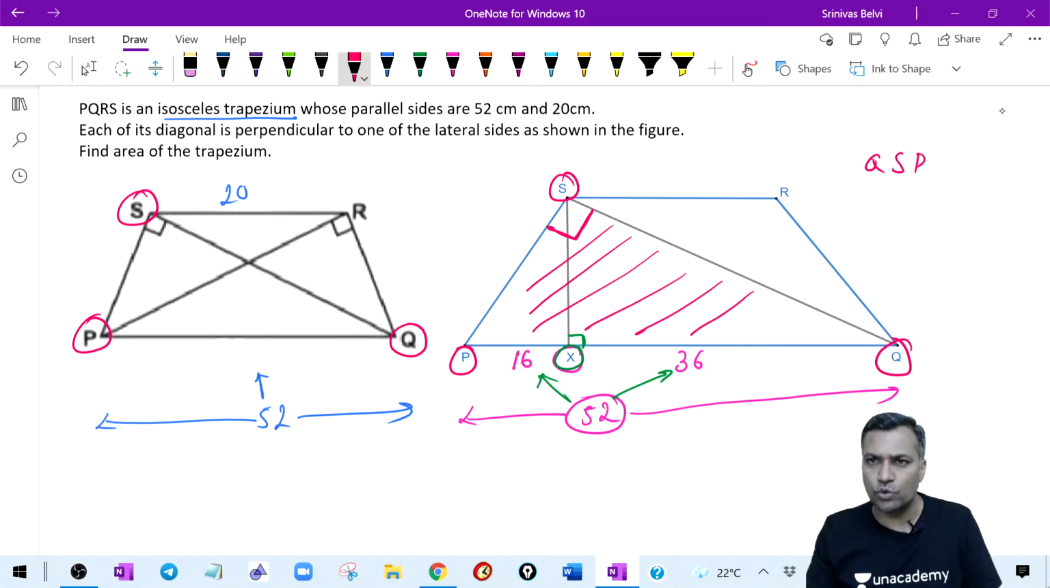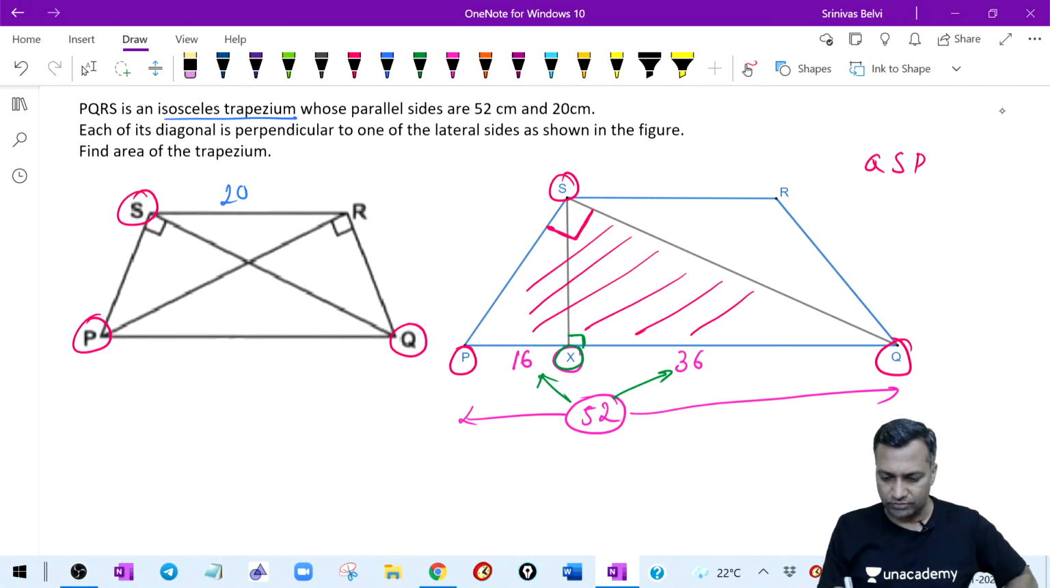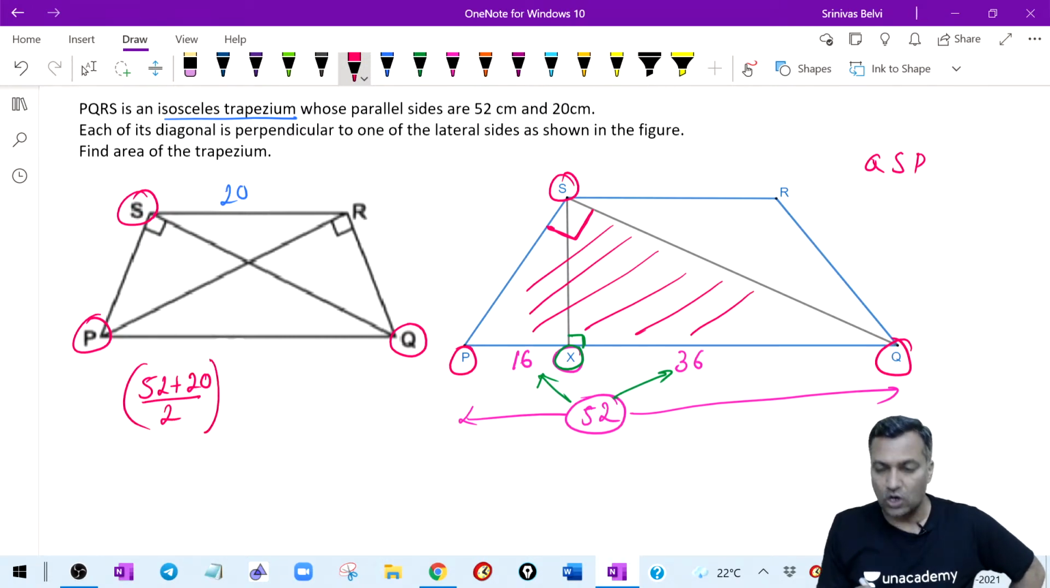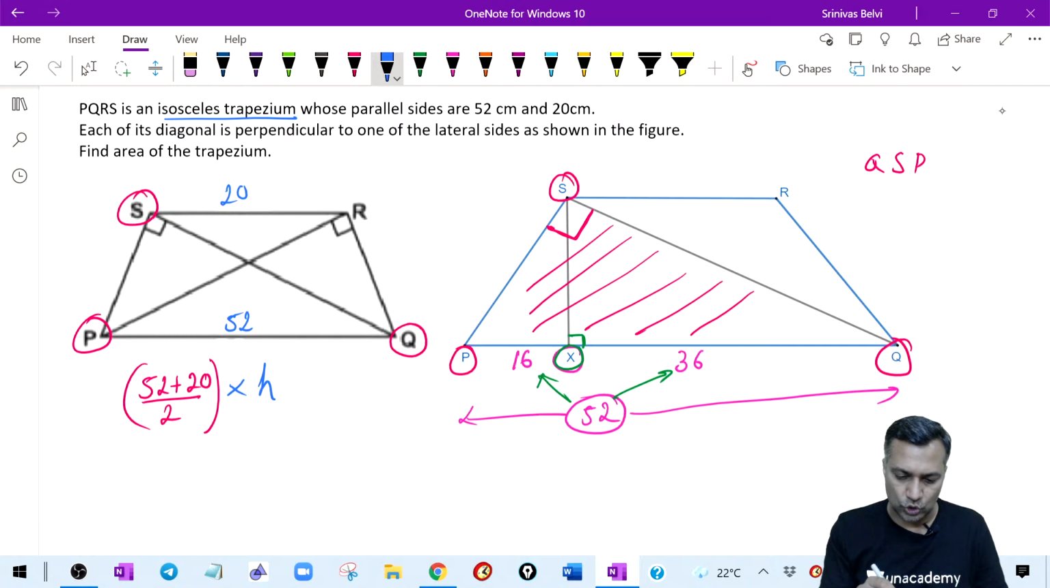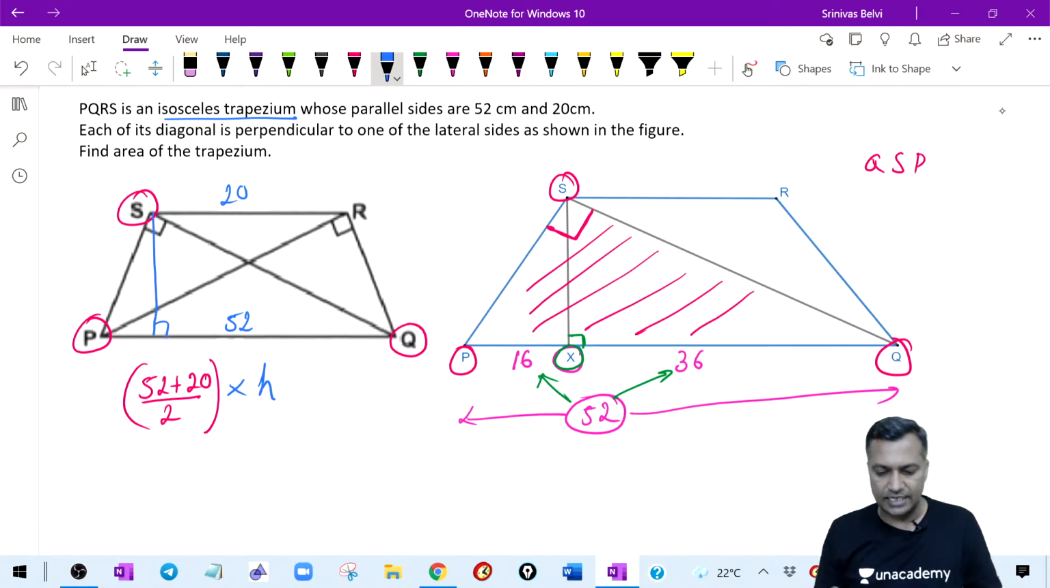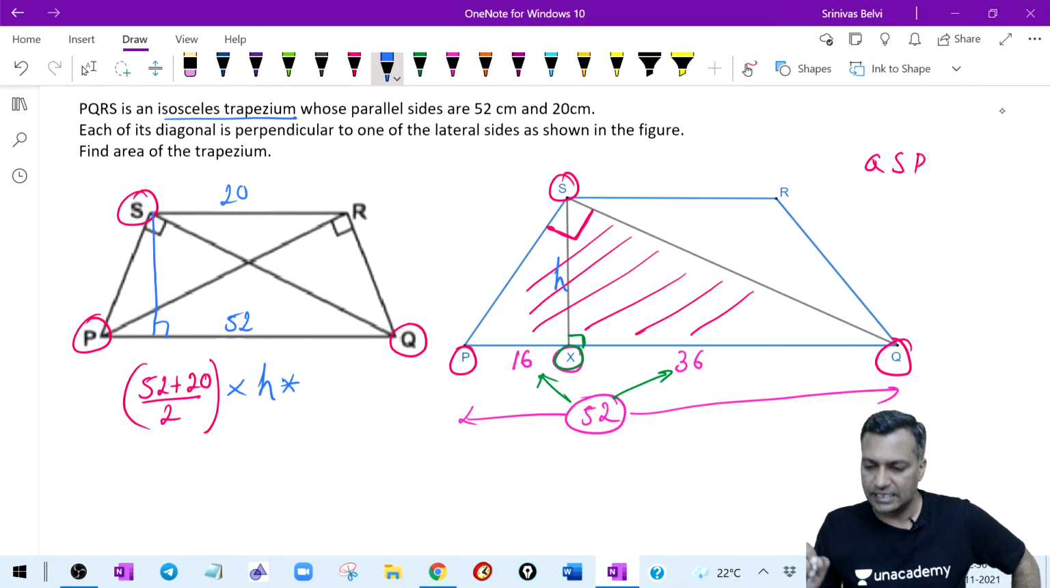You may wonder why on earth you want the height, because to find the area of this trapezium I need the median. The average of the two parallel sides is also called the median of the trapezium. Fair enough, I got the median. Median into height gives me the area. So I am just deprived of height. Height is what is missing. So come back to this particular triangle. Where is the height? SX is the height.